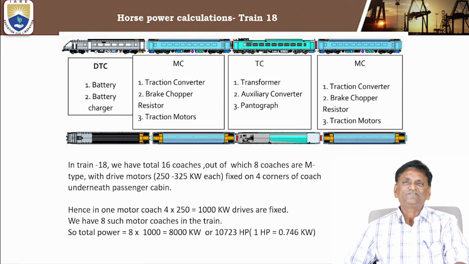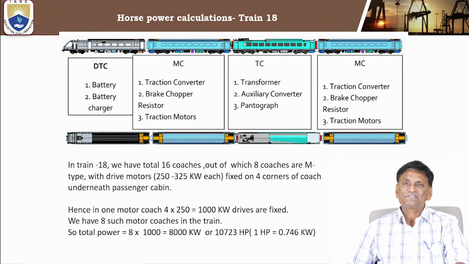So what is the equipment each coach contains? DTC is a driver coach, meaning a portion of the coach is where the driver is sitting, and the rest is passenger seating. But beneath the passenger seating, the bottom portion is loaded with battery chargers and such things. The good point of this train innovation is, if the overhead power goes off, the train of course will not move, but passenger amenities like pantry car, entertainment system, Wi-Fi, all things will work on the battery. Even the air conditioner will work. That much battery capacity is mounted in these coaches in the bottom of the passenger seats.